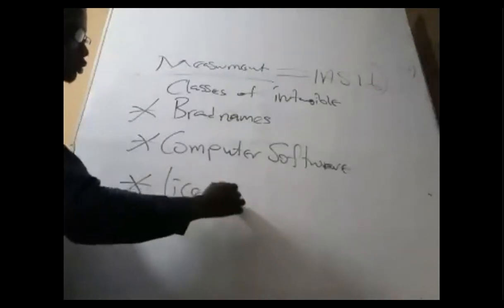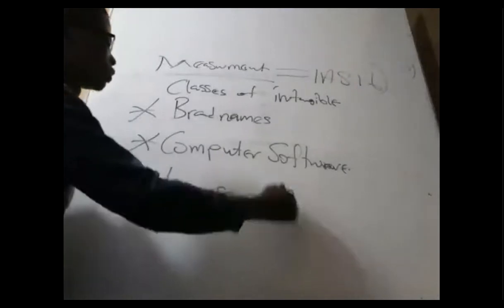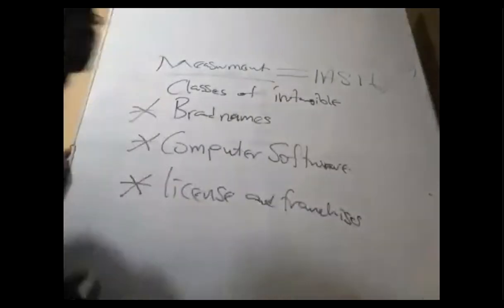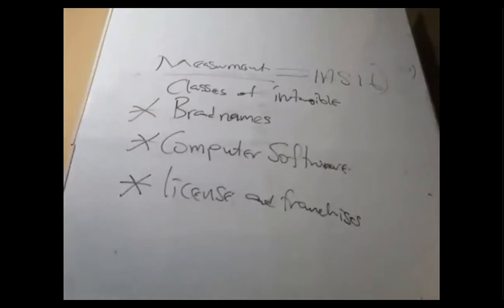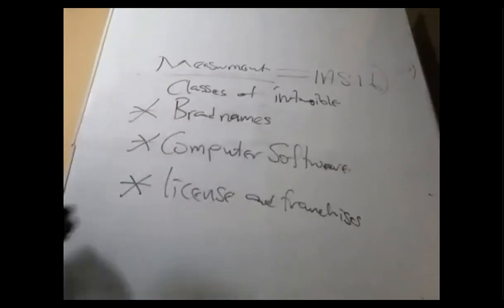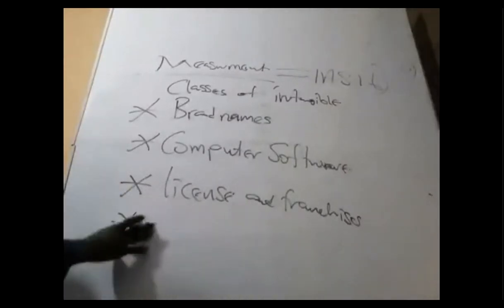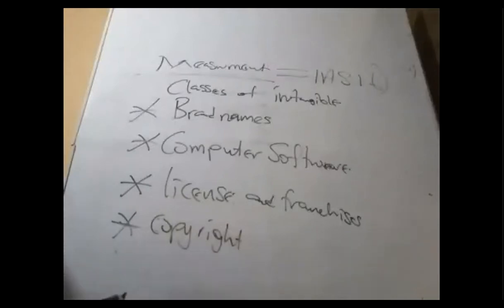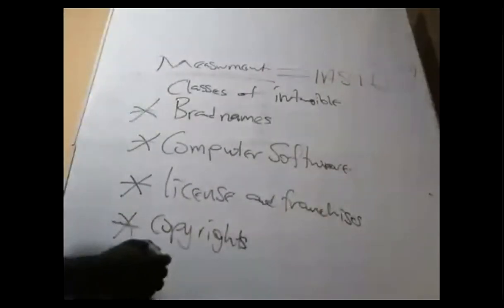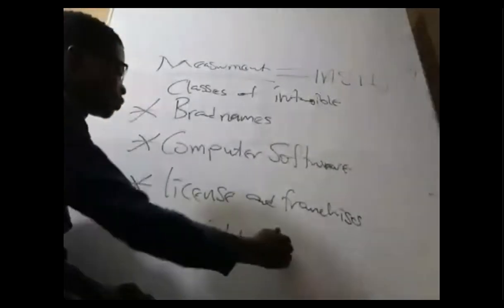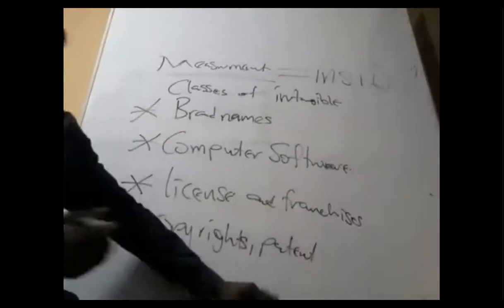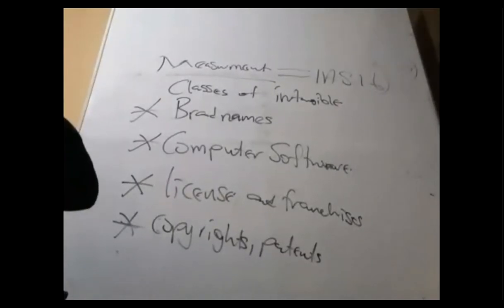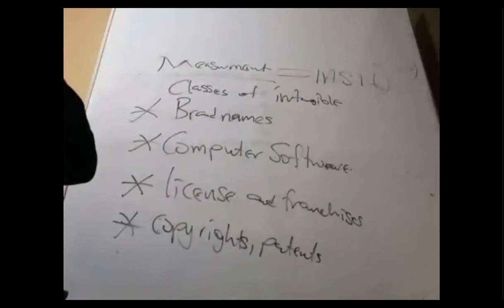Licenses and franchises. And so it also talks about copyright, patent, and other industrial property rights. So we can talk about copyright, like a logo. Copyright. Patent. Patent and other industrial property rights or intellectual property rights. Yeah. Good.